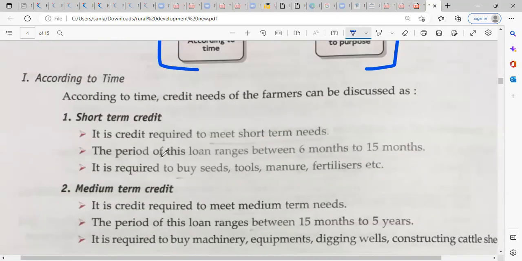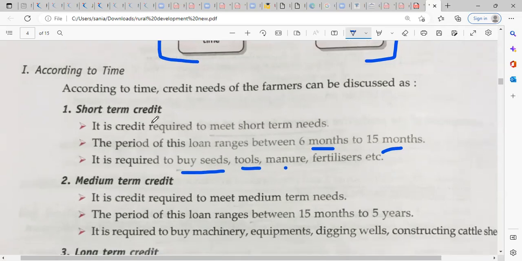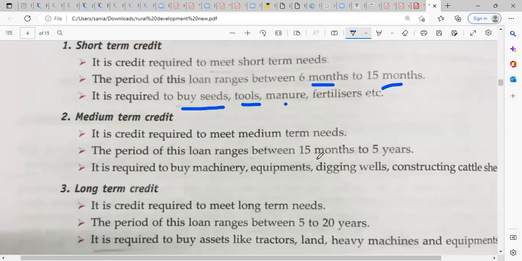Basically, when the period of loan ranges between 6 months and 15 months, it is known as short-term. For example, I want to buy seeds, tools, manure or fertilizer, and for that purpose I'm taking a loan. So that is short-term credit. And medium term is where the period of loan lies between 15 months to 5 years.